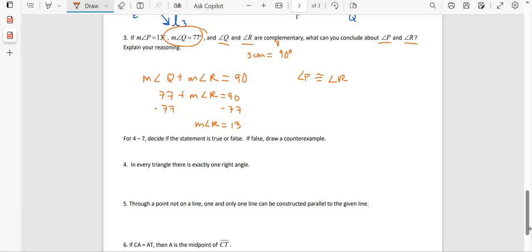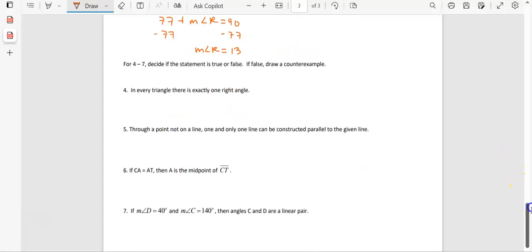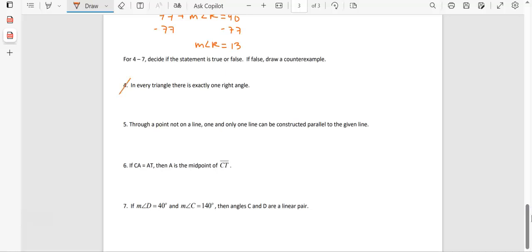So let's put some things together here. We actually have not talked about triangles, so I'm going to strike out number 4. All right, let's talk about number 5. Through a point not on a line. And again, what I like about going through this is just sketching and drawing and thinking about a counterexample.